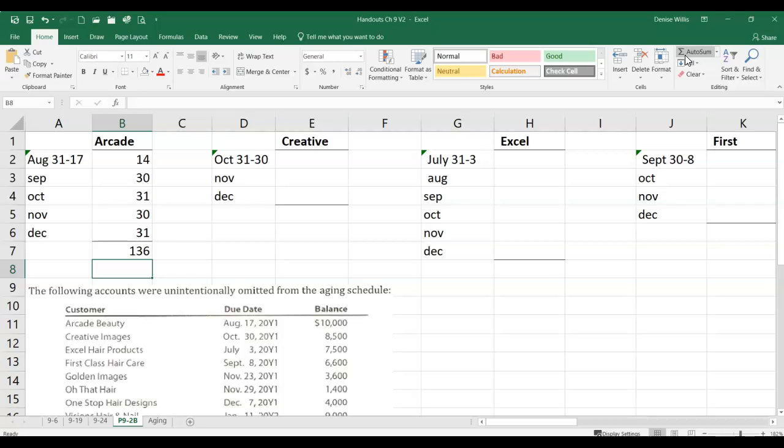Now, half the battle for some of you may be knowing how many days there are in a month. So, feel free to look at a calendar or whatever you need when you're doing this. Okay, let's move on to Creative.